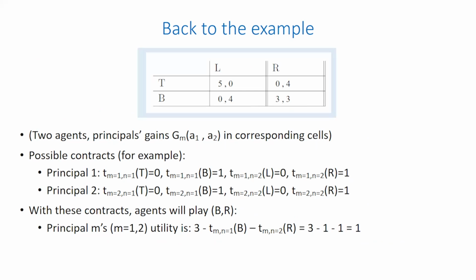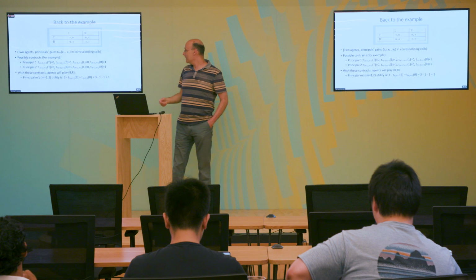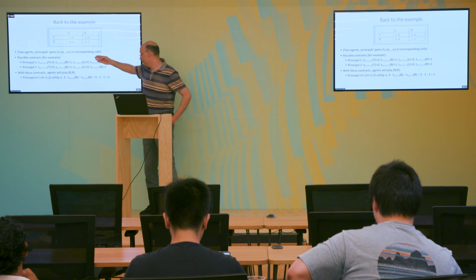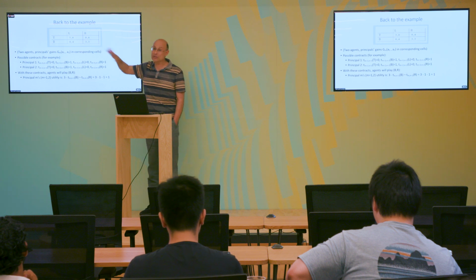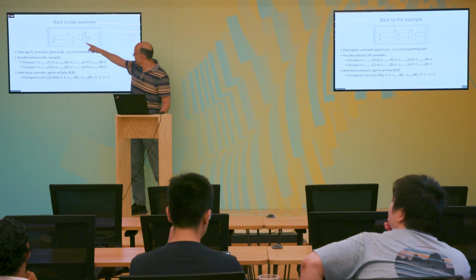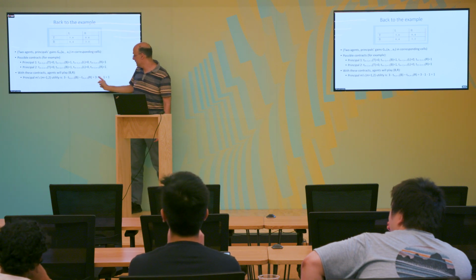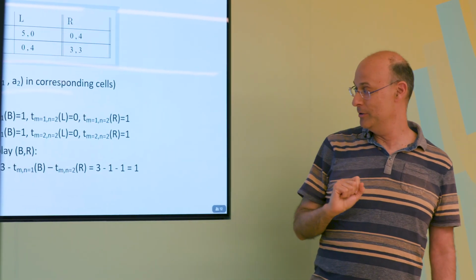Principal 1 could offer 0 for T, 1 for B for agent 1, and 0 for L, 1 for R for agent 2. So with this contract, principal 1 incentivizes the two agents to play BR. And if principal 2 just does the same, then with these contracts, the agents will indeed play BR, and I'm assuming for simplicity that the costs of all the actions are 0, just for the simplicity of this example. And so with these two contracts, the agents will indeed play BR, and the gain of every principal will be 3, and the payment of every principal will be 1 to agent 1, 1 to agent 2. And so overall, the principal utility will be 3 minus 1, which is equal to 1.